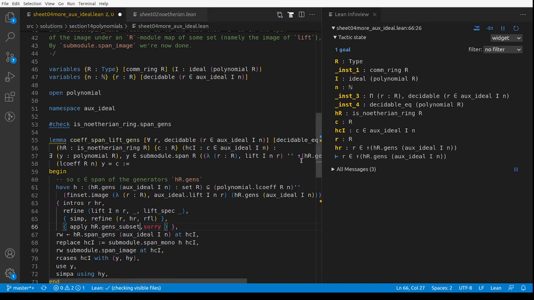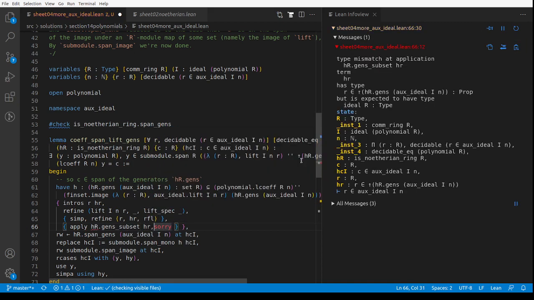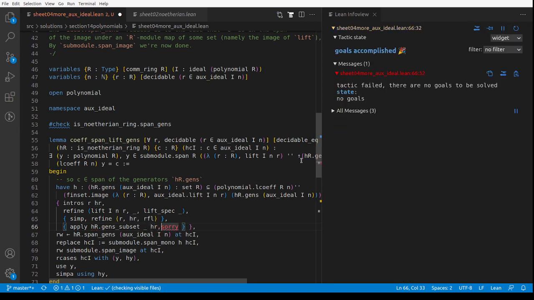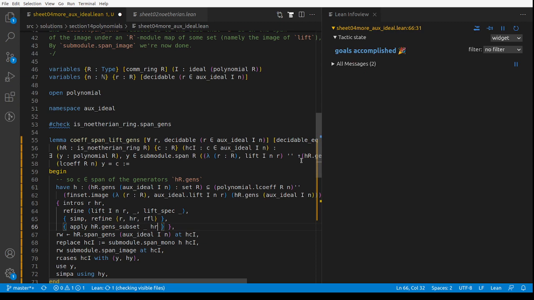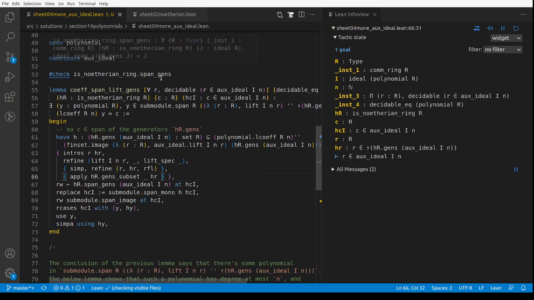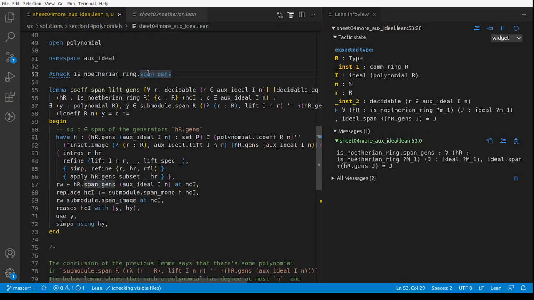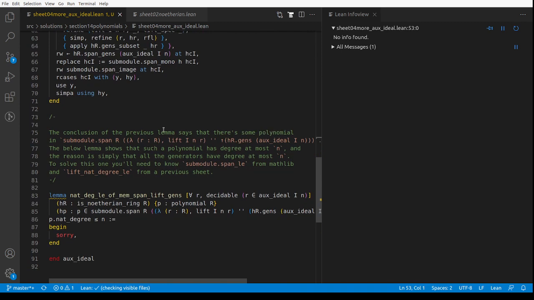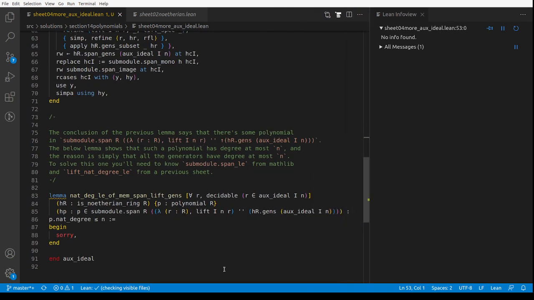And now the only goal left is h little r. So we'll probably put h little r there. We can't. It's an ideal. There we go. So that looks good. That's compiling. I think I can get rid of this. And that's the proof of the first lemma. And now the second lemma, slightly easier.